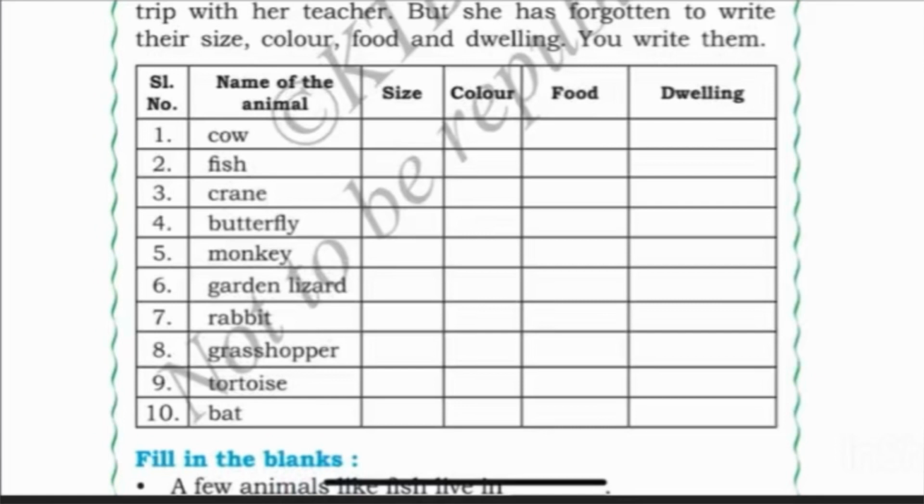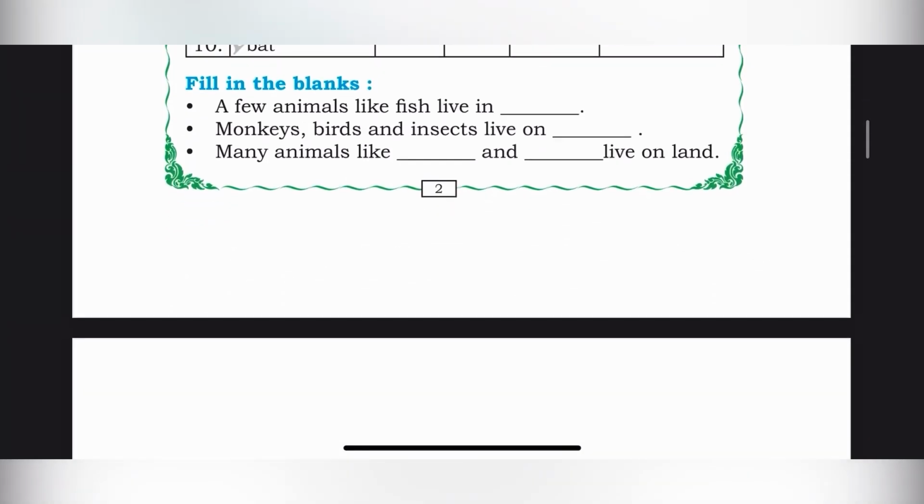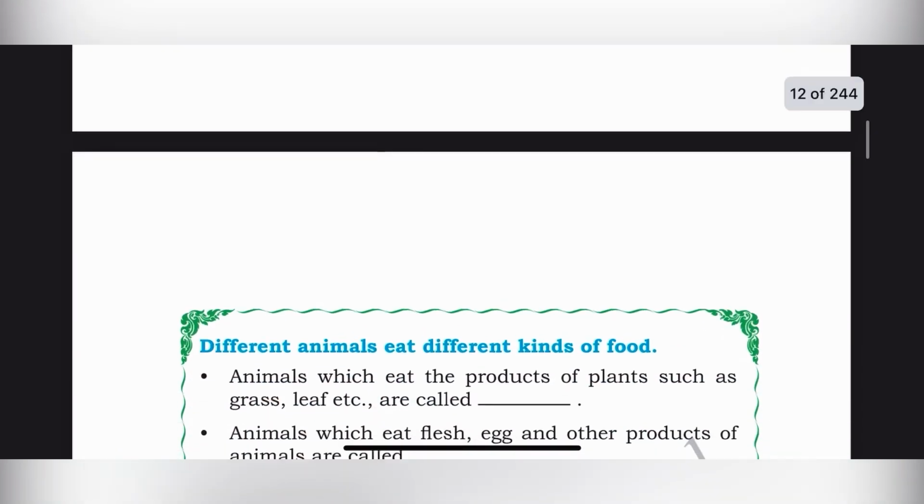Dwelling is water. Next is bat. Color is brown. Food is fruit. Dwelling is trees. So children, now moving on to the second main. A few animals like fish live in water. Monkey, birds and insects live on trees. Many animals like cat and dog live on land.